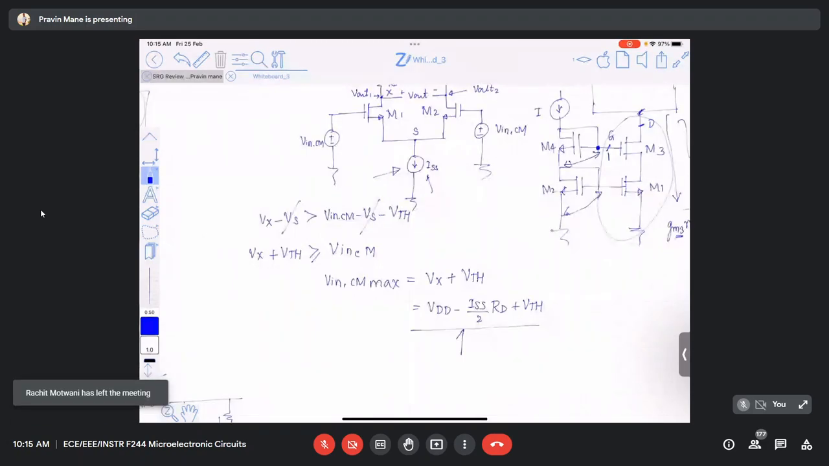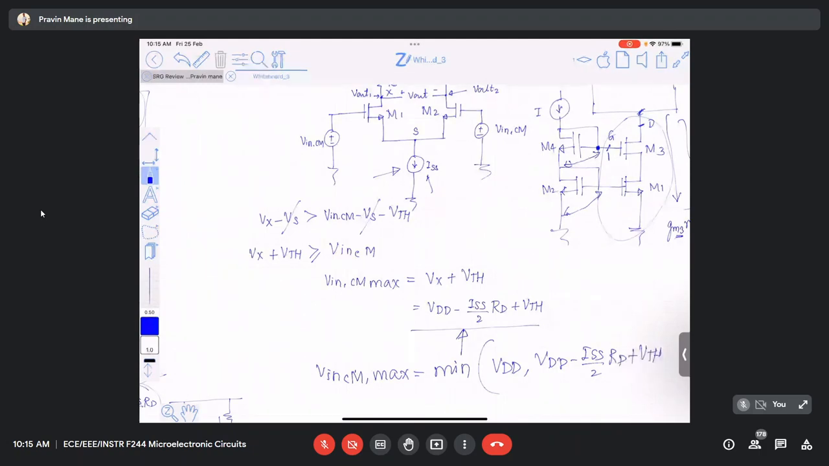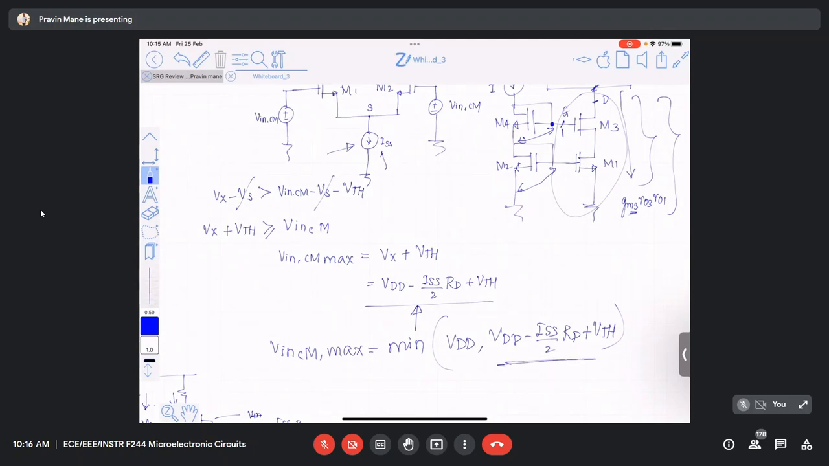Can you tell me, is it possible that this value can be greater than VDD also? So which value? VDD minus ISS by 2 into RD plus VTH. Can it be greater than VDD? If VTH is greater than ISS by 2 into RD, then it might become so. So V in CM max is written as the minimum of VDD, comma, VDD minus ISS by 2 into RD plus VTH. If this is greater than VDD, you should consider VDD as V in CM max. Understood? Any voltage cannot be greater than VDD. So this is written in this way.